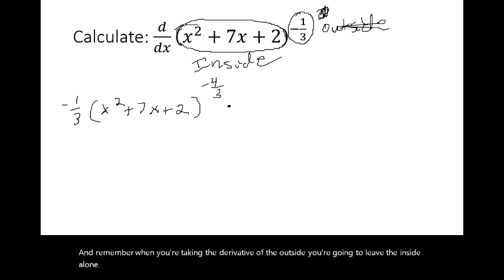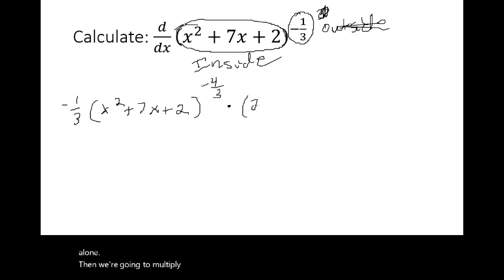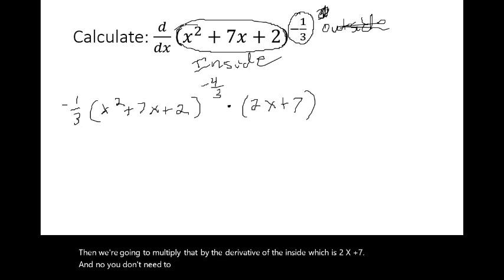Then we're going to multiply that by the derivative of the inside, which is 2x plus 7. And no, you don't need to simplify that any further. That is good enough.